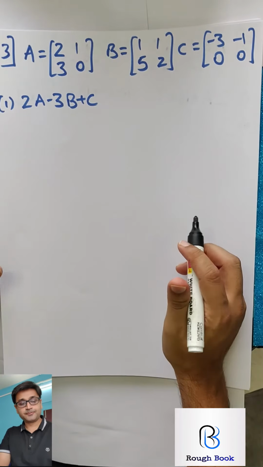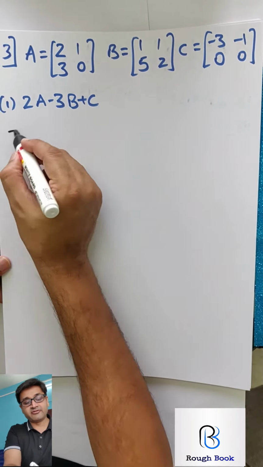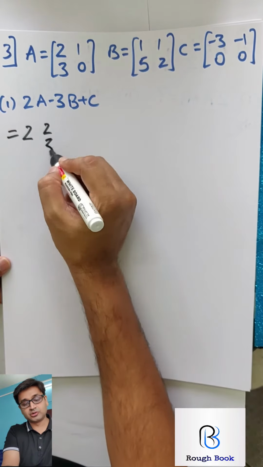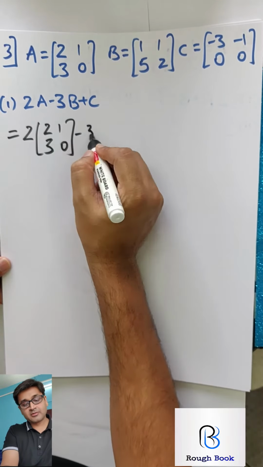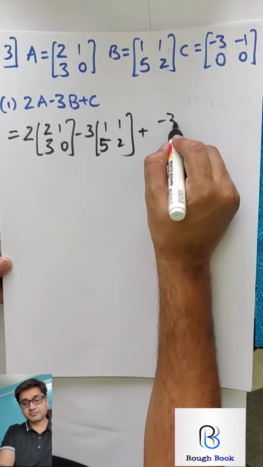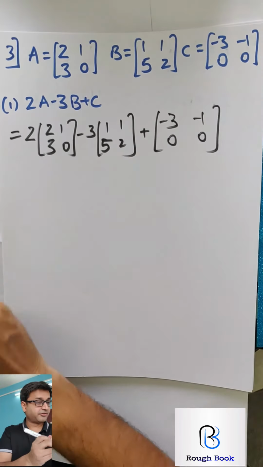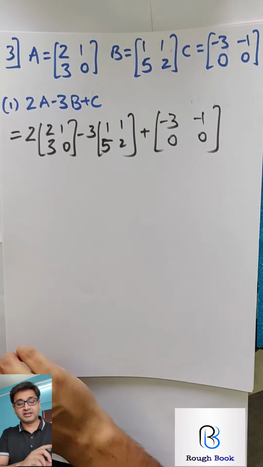Sum number 3. You've been given A, B, C. Use A, B, C in this and get the value of the entire expression. So 2 3 1 0 minus 3 times 1 5 1 2 plus C, which is minus 3 0 minus 1 0. Let's hit it. Come on, pause the video everybody and try getting the answer on your own.